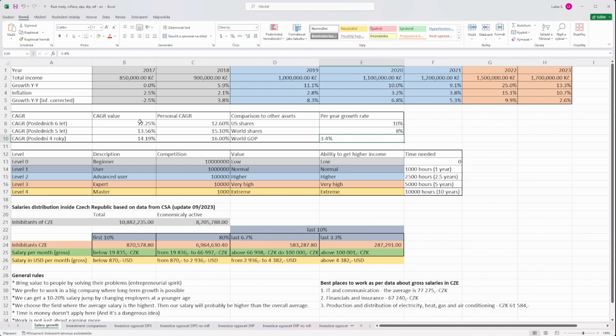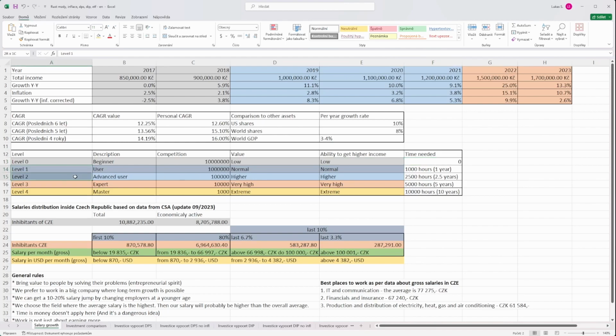Now, if you want to be able to ask for a higher salary or bring more value to people to get a higher salary, we can discuss this table here, which is about learning. If we know some skill at level 0, which is here something like beginner, then we have huge competition. The value that we can provide is low, and the ability to get higher income is low because there are a lot of people who can do the same. So the time investment needed is usually 0.